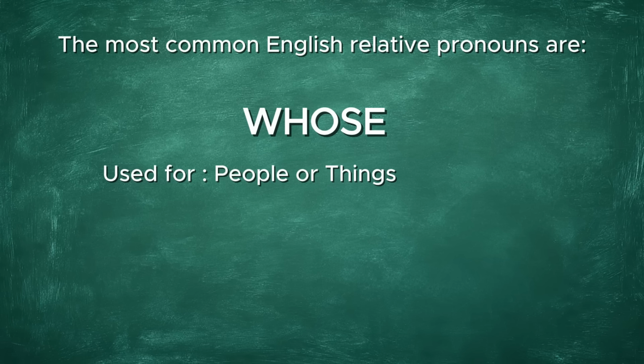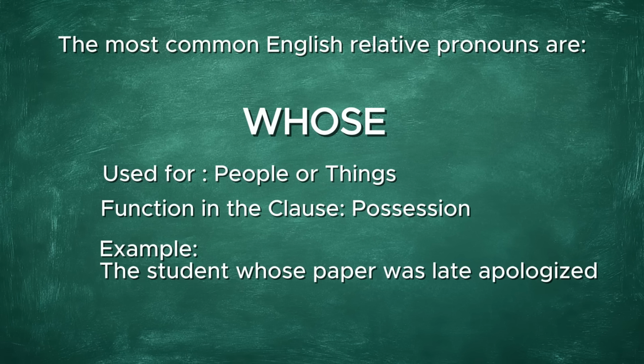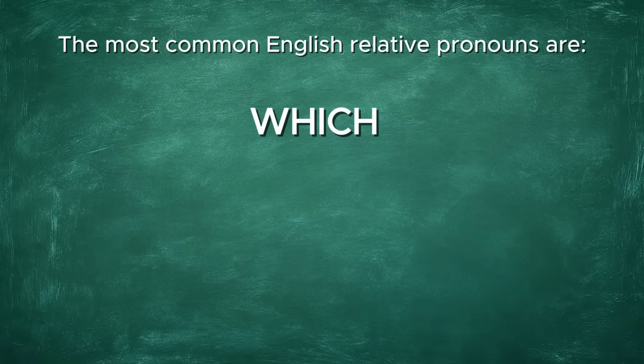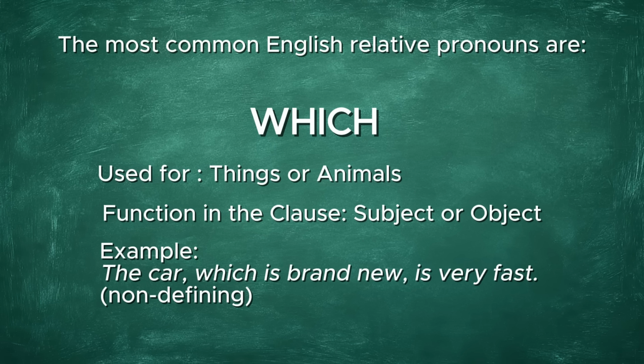Whose, used for people or things, function in the clause: possession. Example: the student whose paper was late apologized. Which, used for things or animals, function in the clause: subject or object. Example: the car, which is brand new, is very fast.